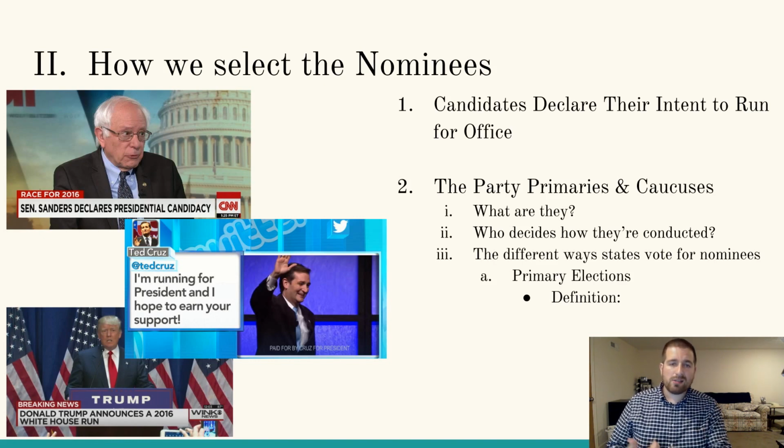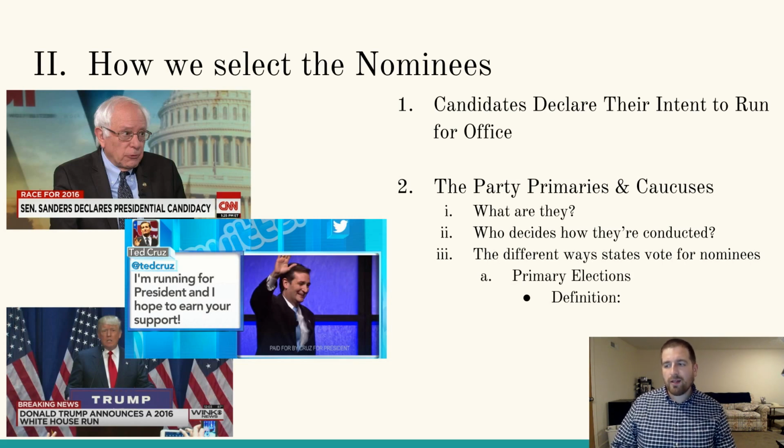Like we just said, the states are the ones in charge of these. You have 50 different states, so that means you have 50 different types of primaries or caucuses. So really quickly, we want to go over what these can look like. When we talk about a primary or a caucus, these are both different types of nominating elections. So your state either has a primary election or it has a caucus election. Let's first talk about primary elections because those are the most popular.